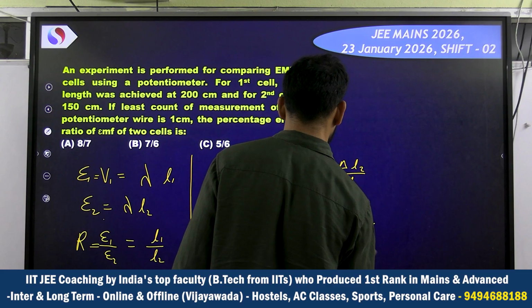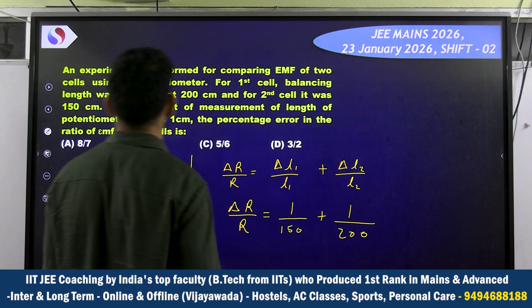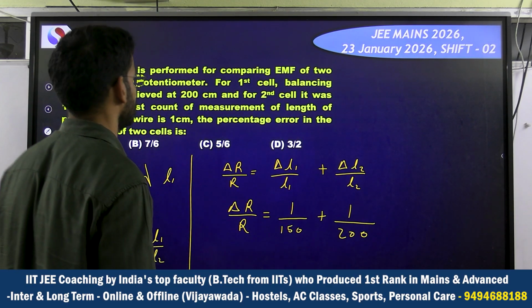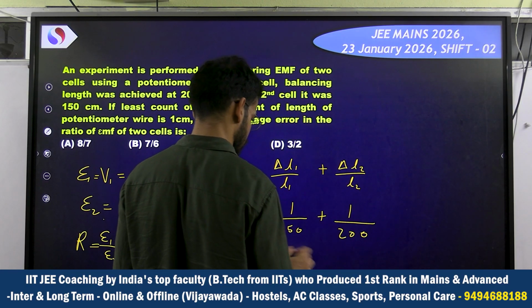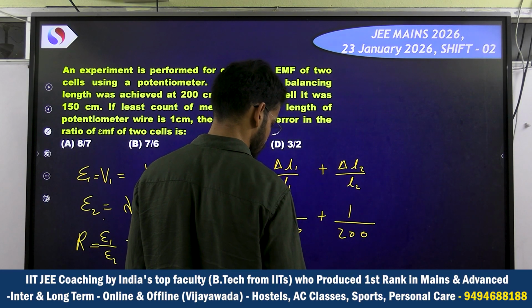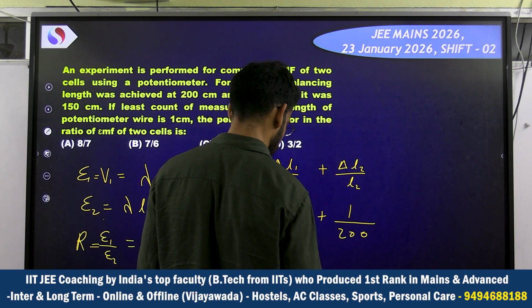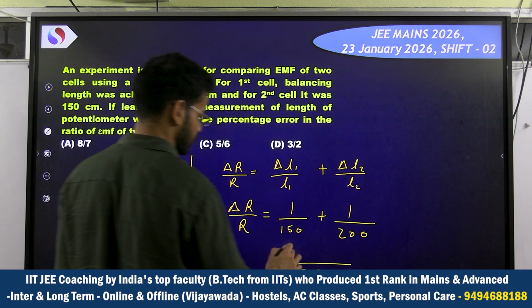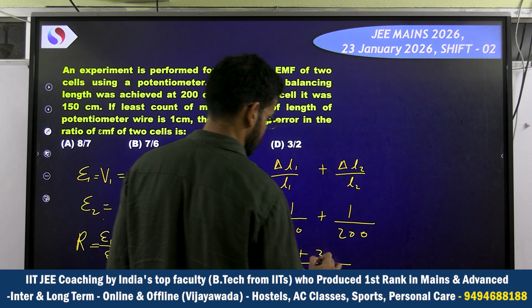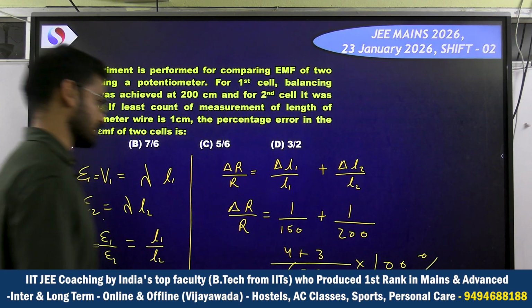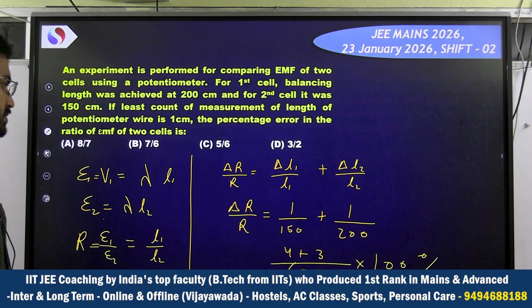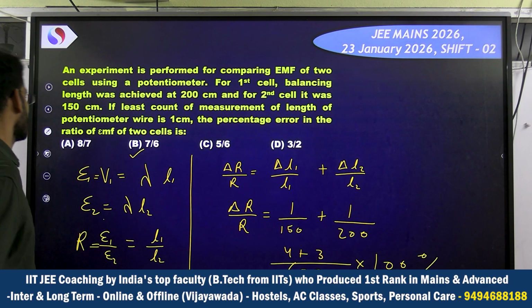1 divided by 200. So from here this is the fractional error. If you want it in percentage, you multiply this by 100. So this is 150, 200, I think 600 ratio. Right, so 600, this will be 4 and this will be 3, and into 100 for percentage. So this answer came in percentage. So this is 7/6, B option. So B option is the correct answer.